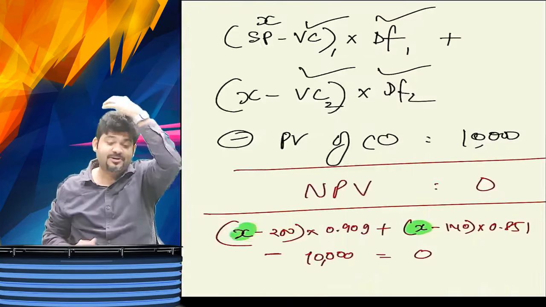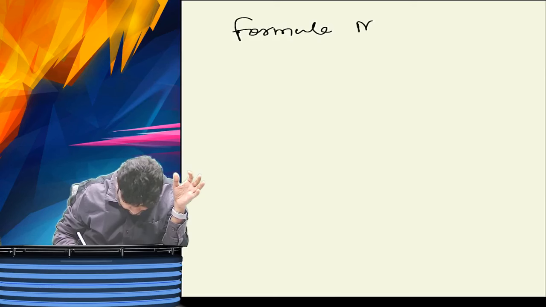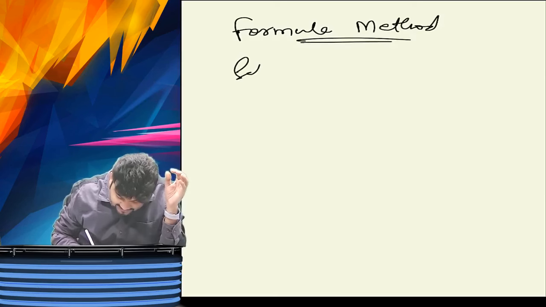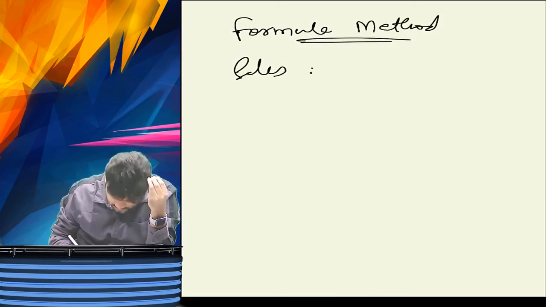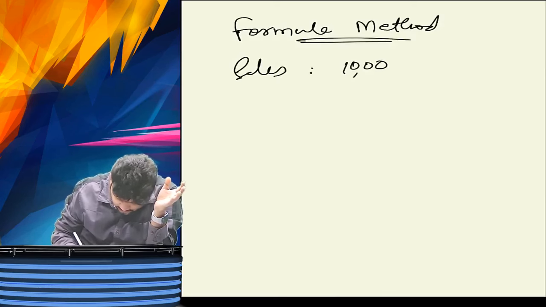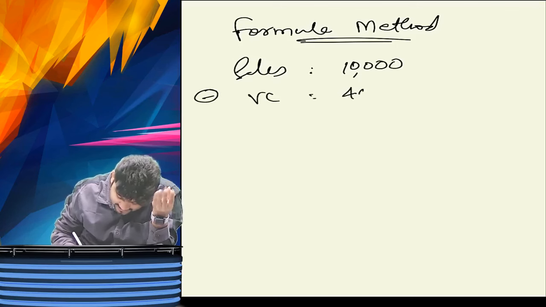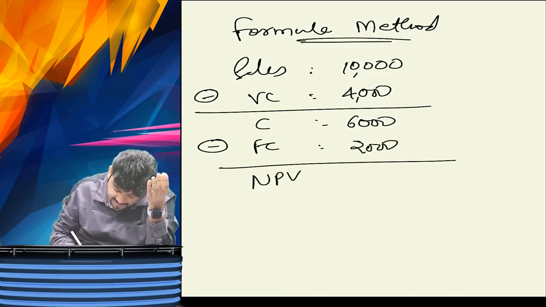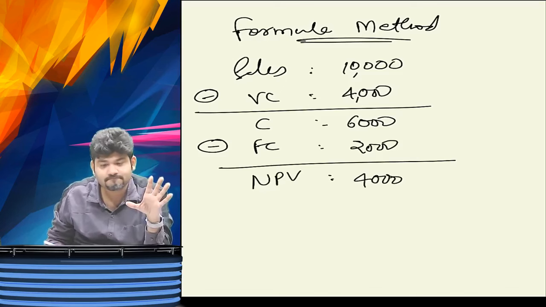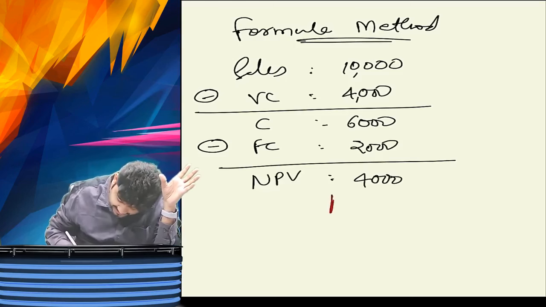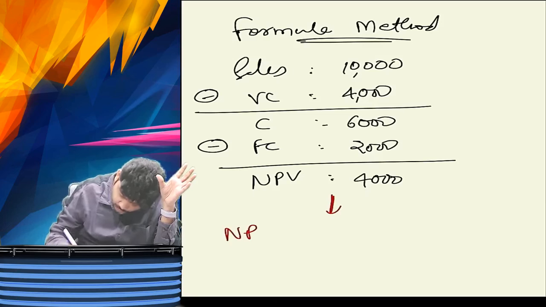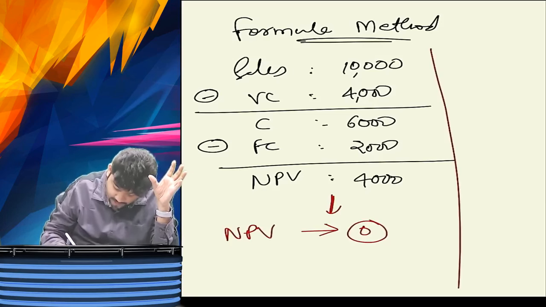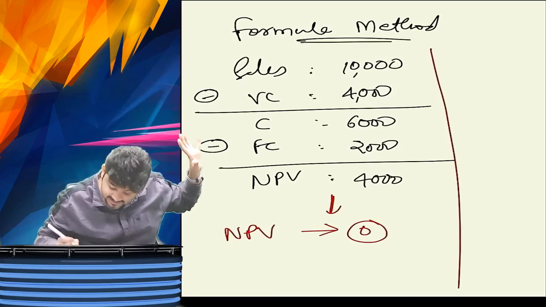Then you have the formula method. So how do you calculate the formula? Here, let's take an example for the formula method. So say for example, the sales is say 10,000. Let the variable cost be say 4,000. So your contribution is say 6,000. Let the fixed cost be 2,000. And your say NPV is 4,000. Now, if I want to decrease the NPV to zero, what should be my change in sales price?